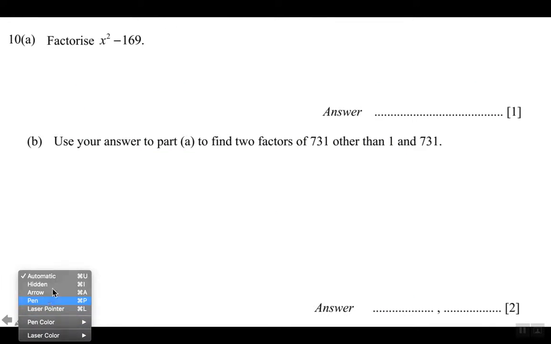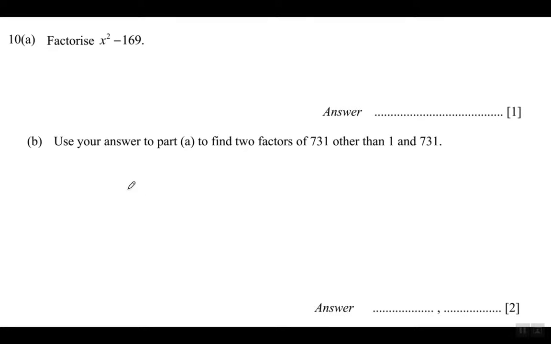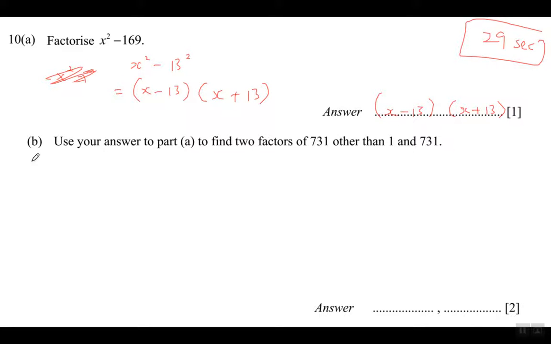Next. Ready, reset, go. Factorize this. I think this is 13 times 13? Yeah, 13 times 13. So this is x squared minus 13 squared, so you get x minus 13, x plus 13. Okay, done. Quickly. x minus 13, x plus 13. Wow, okay. 29 seconds. Woohoo.